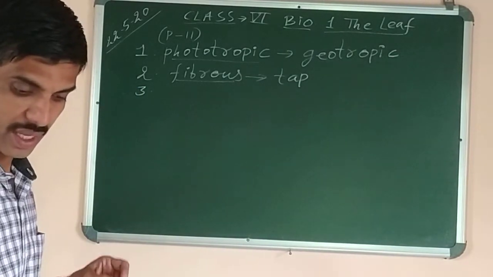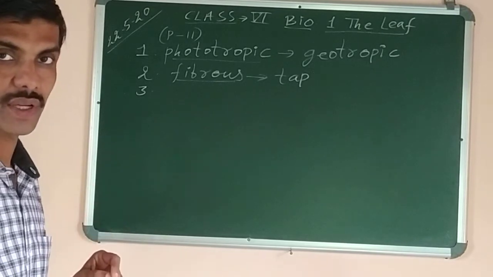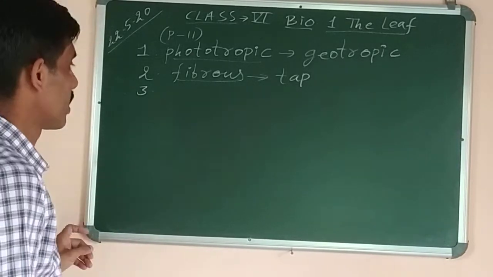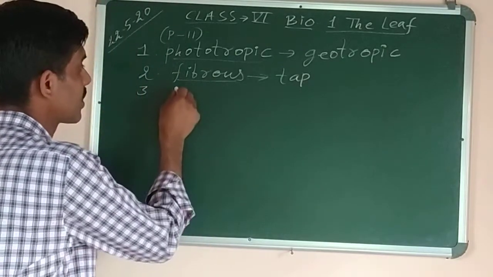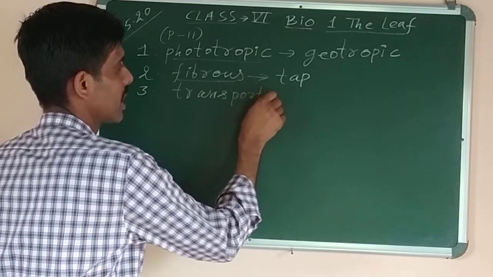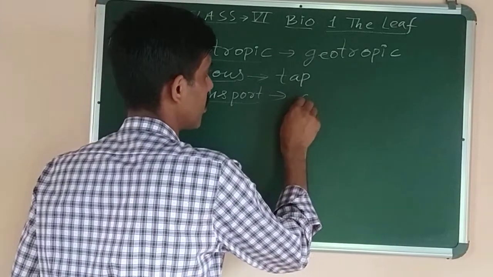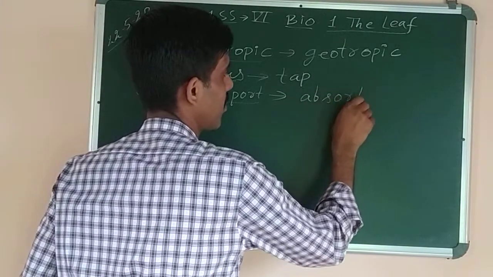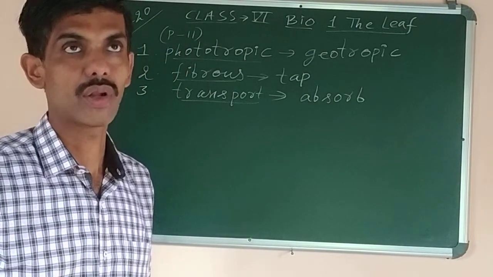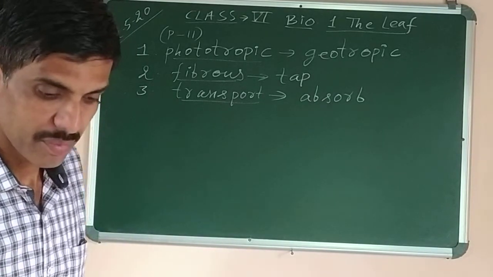Then the third one is there. Roots transport water and minerals from the soil. It's not the function of roots to transport. Transportation is done by xylem and phloem. So the word which is underlined is transport. You have to change this word transport, and instead you have to write absorb. Roots absorb water and minerals from the soil. That is the function of roots, to absorb water and minerals from the soil, not to transport it to the upper parts of the plant. That is done with the help of xylem tissue.